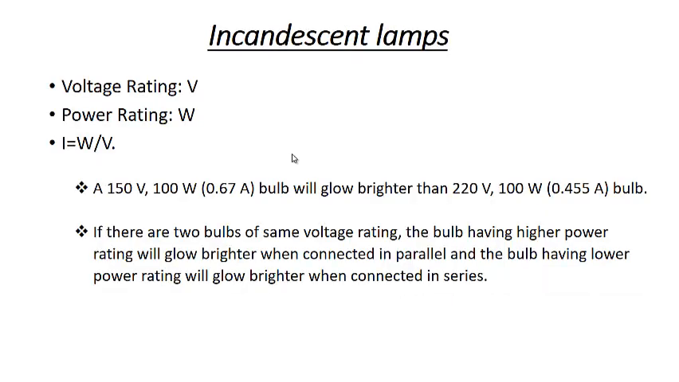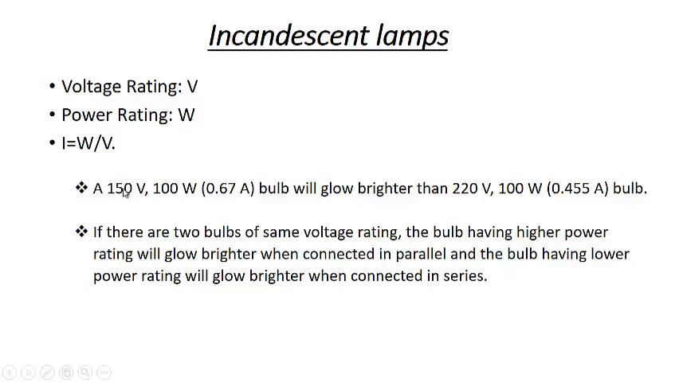Similarly for incandescent lamps, I have discussed it in the very first chapter, how their currents are calculated. Usually the voltage rating is given, power rating is given, and the current will be given by W by V. So this is actually extra information regarding incandescent lamps. Nowadays we don't use incandescent lamps because of their higher power consumption, and most of the power that they consume is dissipated in terms of heat.